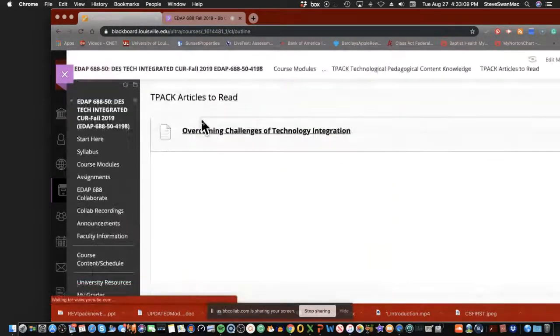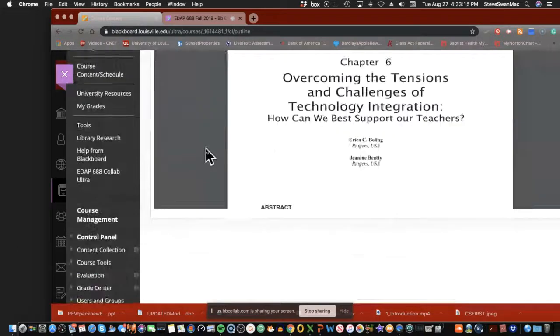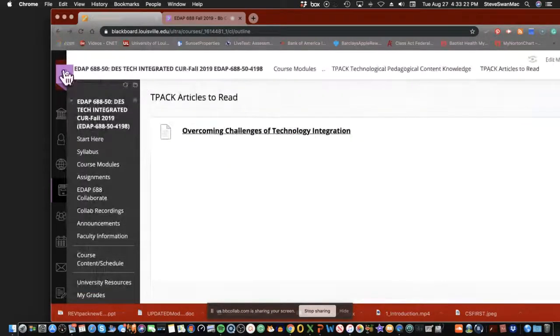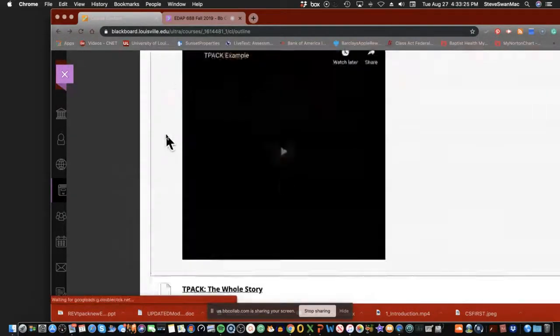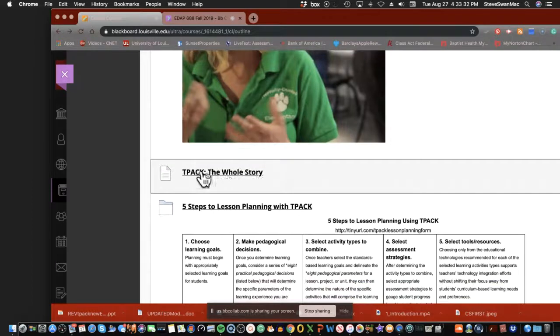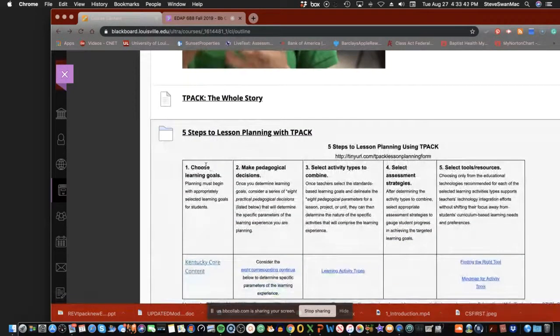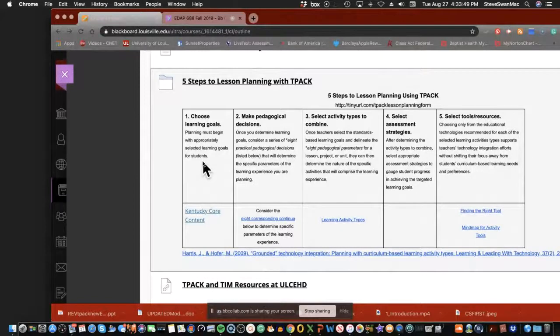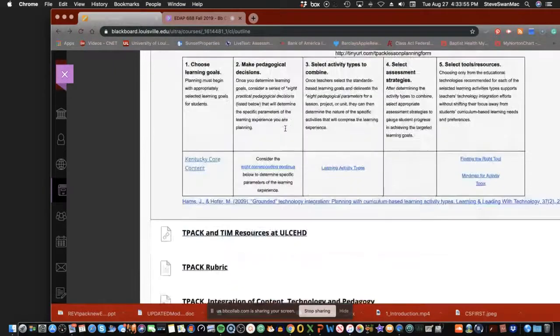Here is an article I'd like you to read that has to do with technology integration, and it speaks very eloquently to TPACK. And this is a TPACK designing thing. I can do a better job than this does. And here's a PowerPoint that I'm going to run in just a minute. I promise I won't run it all because it's quite long. I just want to make some really important points to you. And then here's five steps to lesson planning with TPACK. This is important. This is one of the ways that you can decide whether what you're looking at is following the ideas behind TPACK.